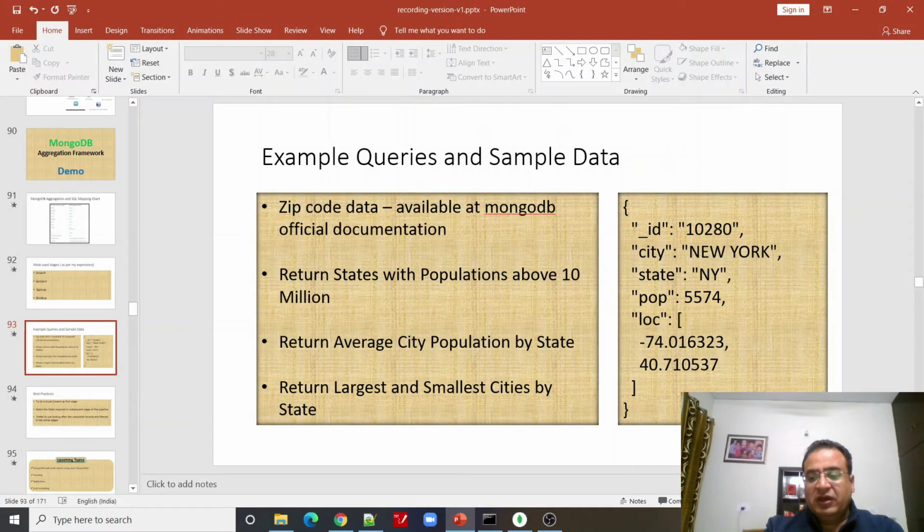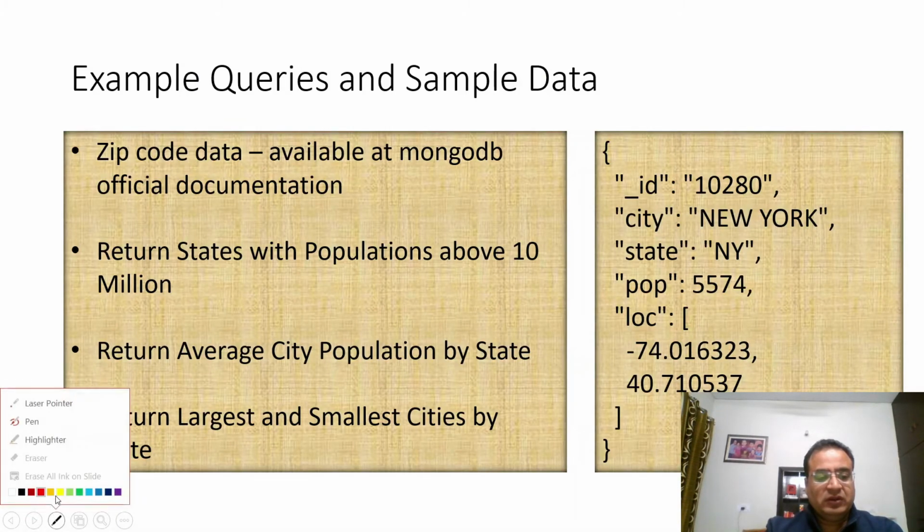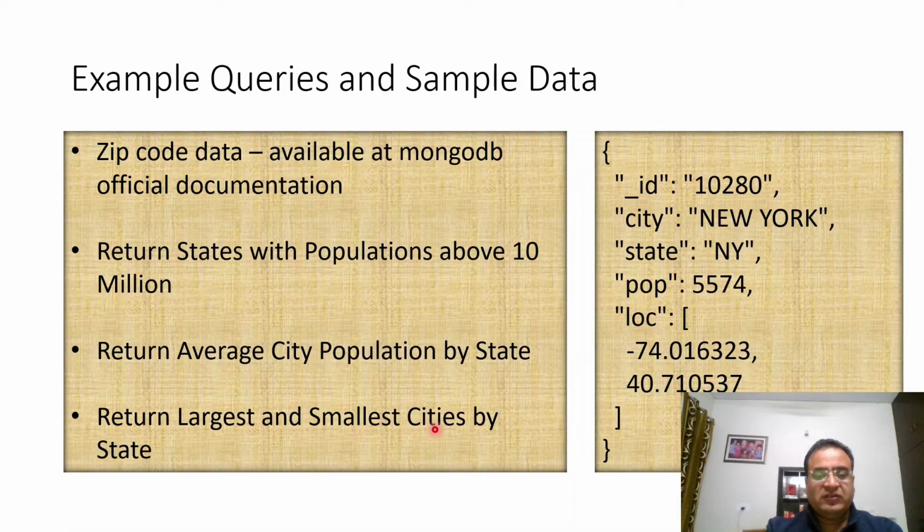Now the thing is, I will not show you the result of the third query, which is return largest and smallest cities by state. I want to leave this as an exercise for you, and I will post the answer to this query in the description section of this video. So I would encourage you to please write the query on your own. In case you find any challenge, please let me know. I would be more than glad to help you out.